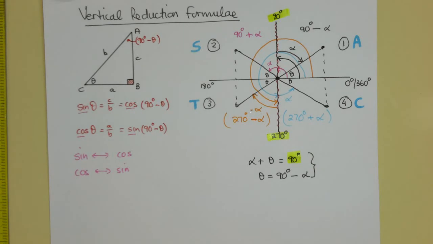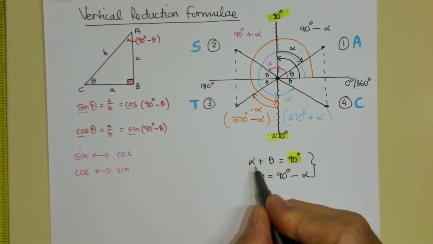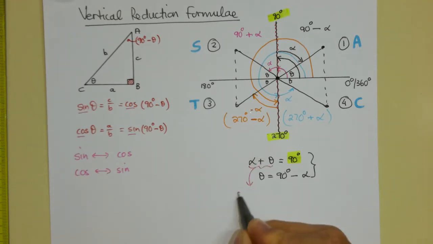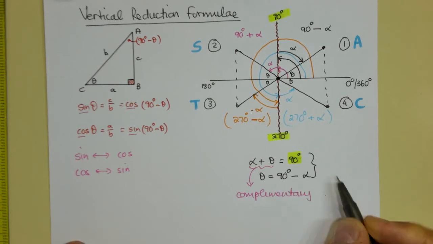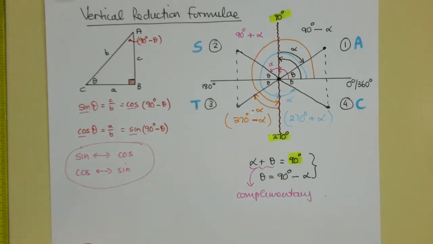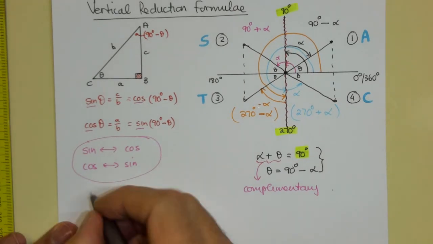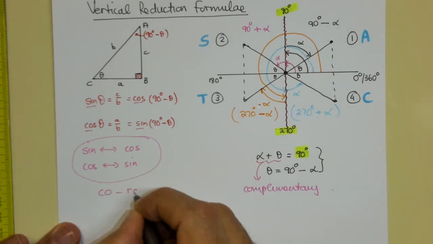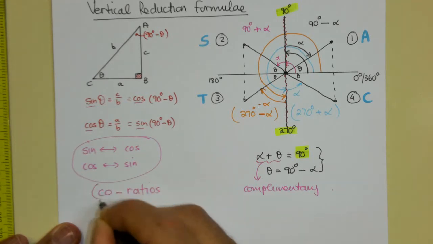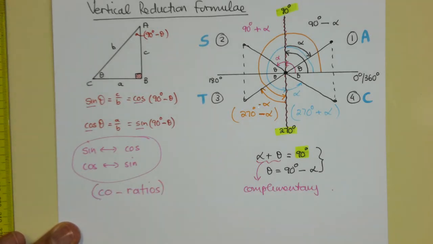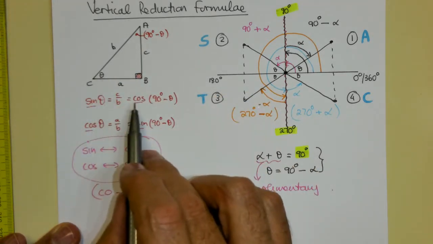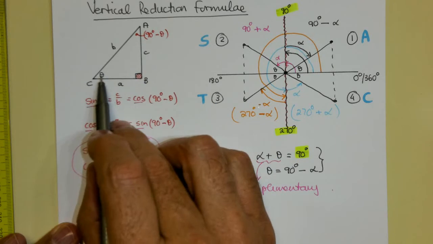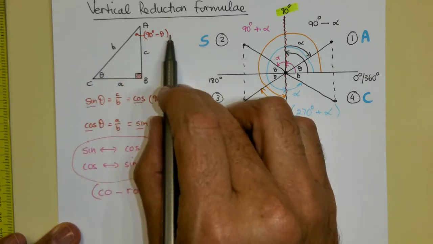Therefore, I need to bring in my complementary ratio. So these two angles are complementary angles, and my ratios, as we indicated here, are complementary. We call them in short co-ratios. The co stands for the idea of complementary. So we saw in this triangle, the sine of theta became the cosine of that angle. The sine of this angle is the cosine of the complementary angle.